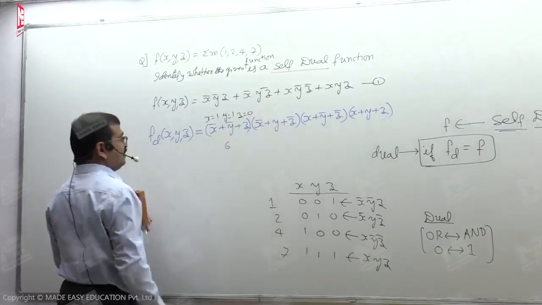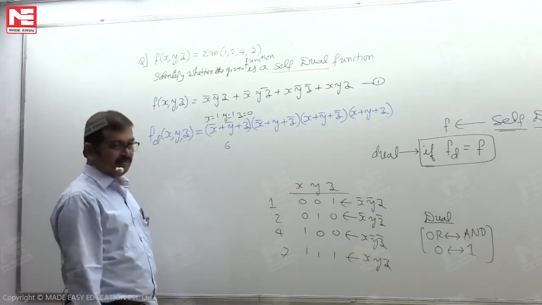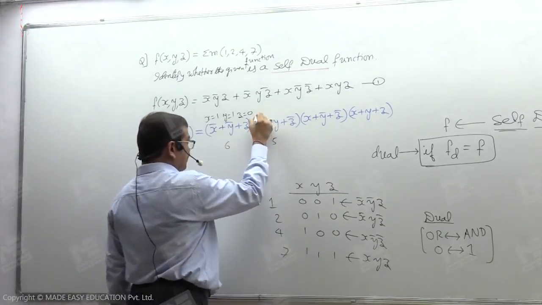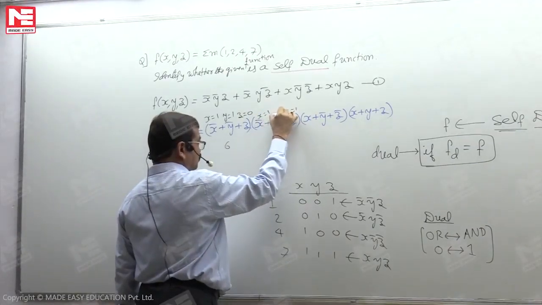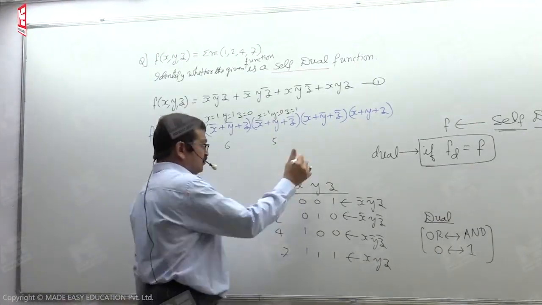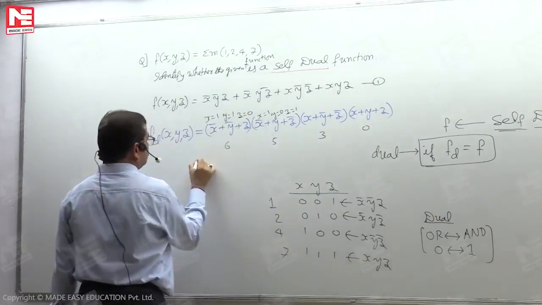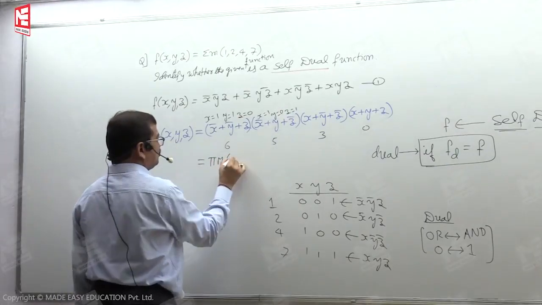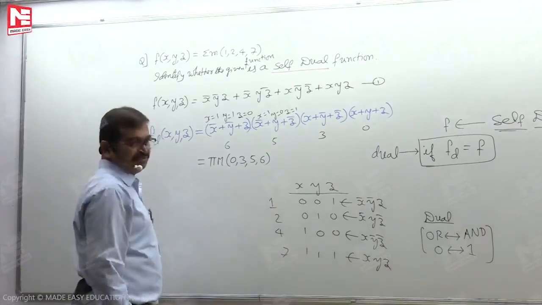Then the sum term x complement or y complement or z is referring to the decimal 6. Similarly, this is referring to the decimal 5. The reason is same. Here x must be 1, z must be 1, y must be 0. So it is referring to decimal 5. Based on this, this will be 3, this will be 0. So the max terms for this real function are 0, 3, 5, 6.